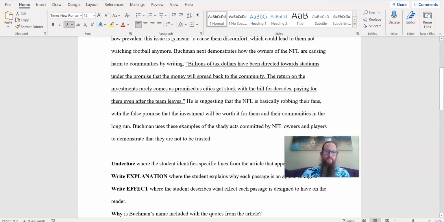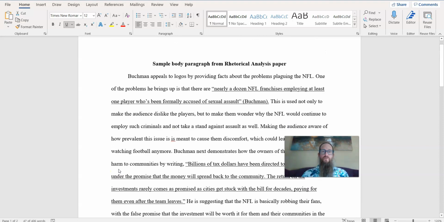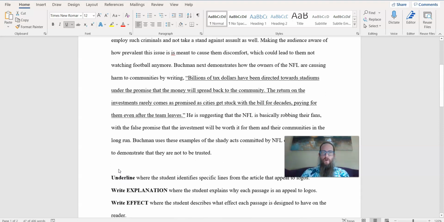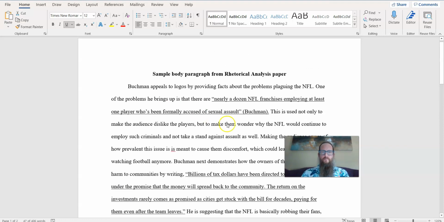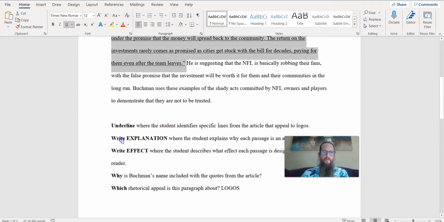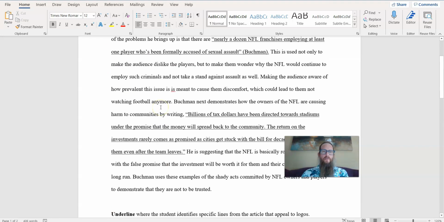Next. So you can see the student has pointed to specific passages. That's the first step, right? Next, they need to explain why the passage is an appeal to logos, right? And so let's go ahead and we'll color that part yellow, okay?